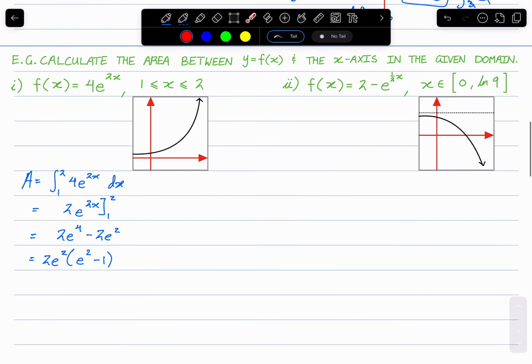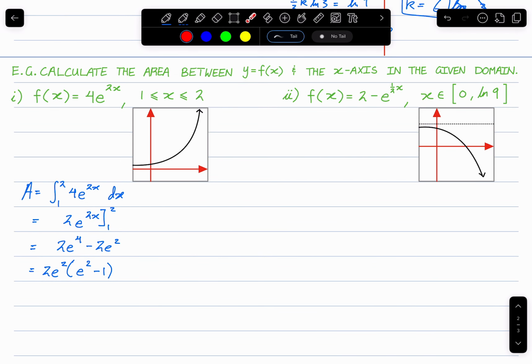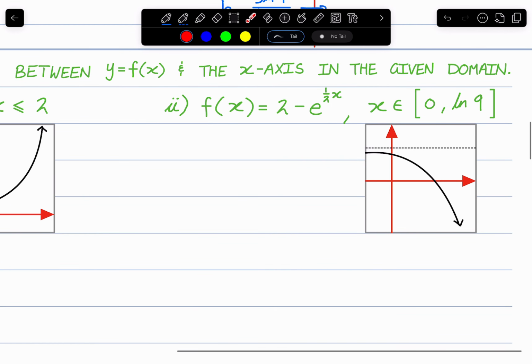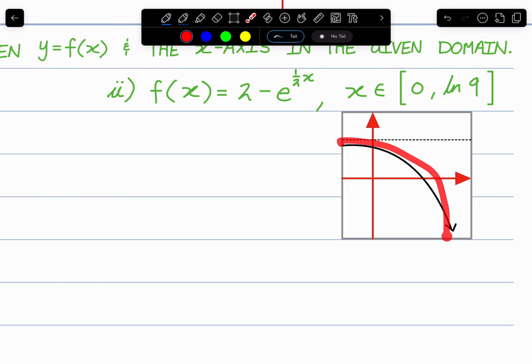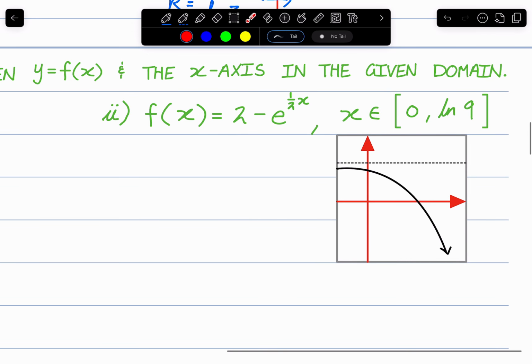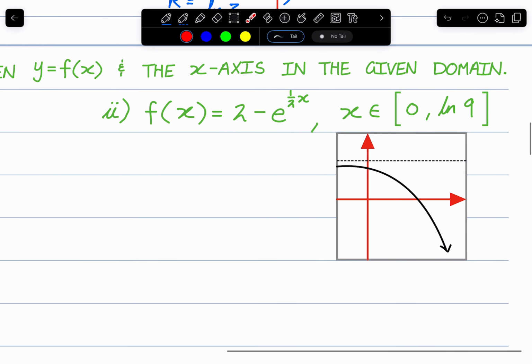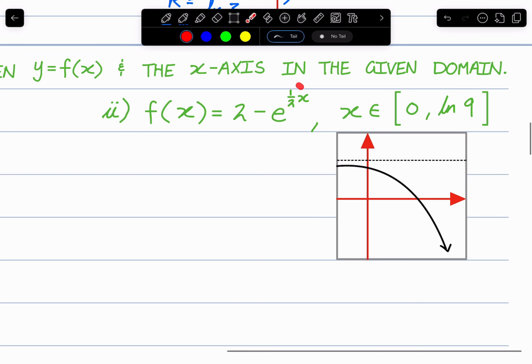So now for this one, I have given a sketch of this, but you really should always be testing if there is or isn't an x-intercept of this. So in this case, there is definitely one.